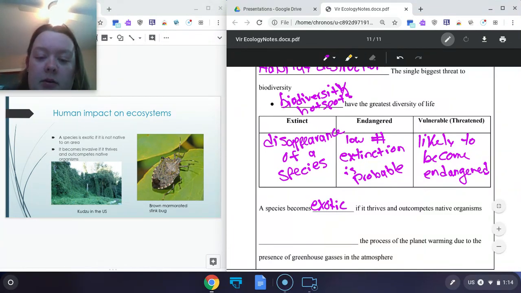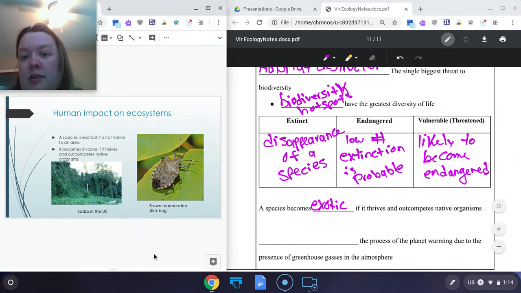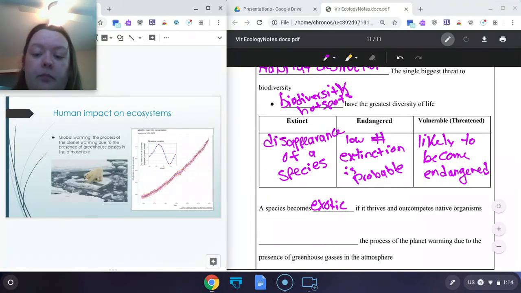Another thing that can happen with species is they can become invasive. Invasive means it thrives in an area where it's not supposed to live. If I was to bring a snake from a different continent over to the United States and it spread like crazy, and then eventually there was just tons of that snake and no more native snakes, that would be considered invasive. If it does better than organisms that are natural to an area, it's considered invasive.